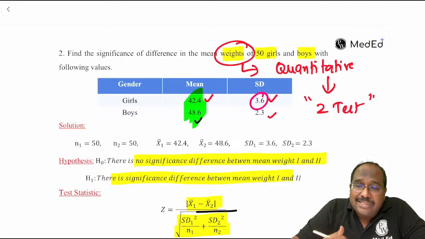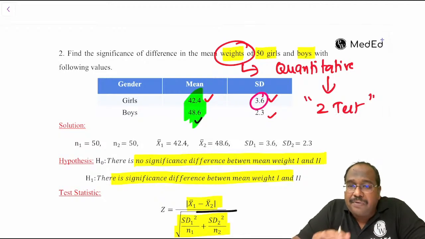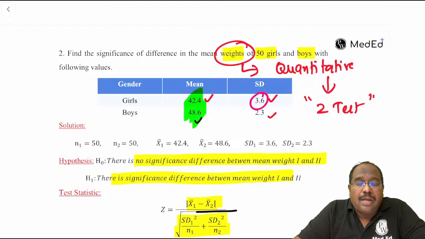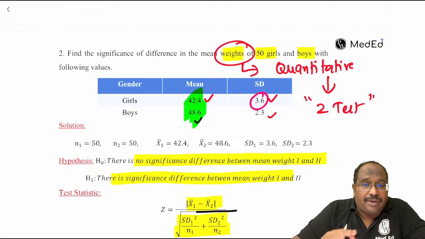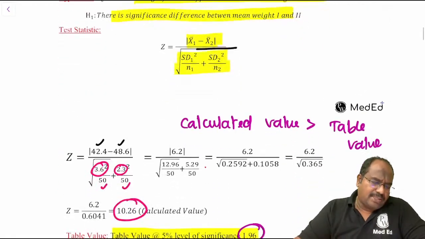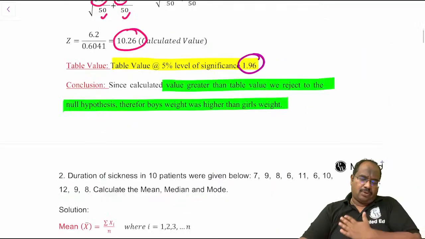So this Z test and chi-square test, the difference is that the Z test can be used for quantitative data, that is measurable data, and we have the chi-square test for qualitative data, like percentage. Those are the conditions where we can use them. Okay, fine. So what are the steps here?